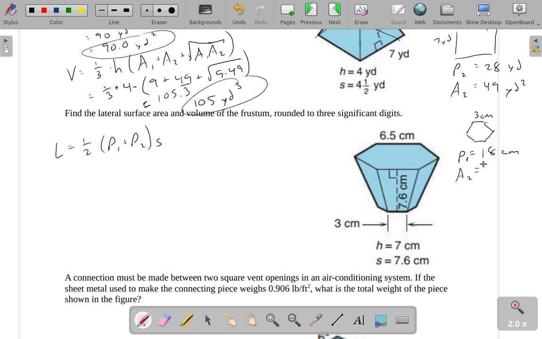The area of this is going to be 2.598 times 3 squared. This is just the formula for the area of a hexagon. I'm using 2.598 as my rounded version, which is 4 significant digits. We're going to be rounding this to 3 significant digits, so using 4 significant digits shouldn't be a problem. That's why I'm comfortable doing it.